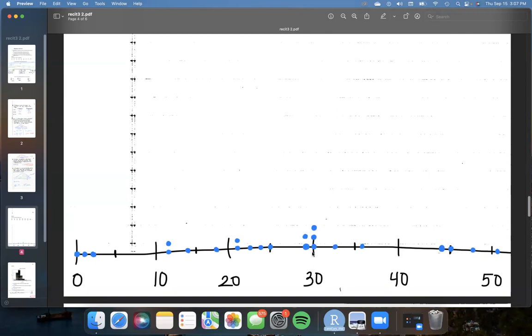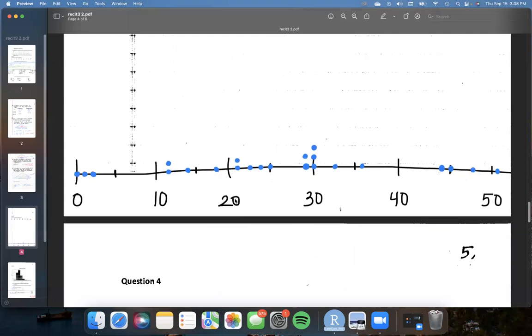And then there are three 30s, so I did three dots on top of each other. And then 33, 36, 44, 45, 47, and 51. And that is it for question 3. All right, then we have two more pages left.